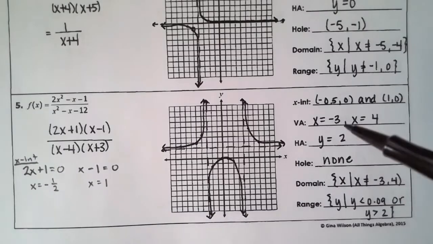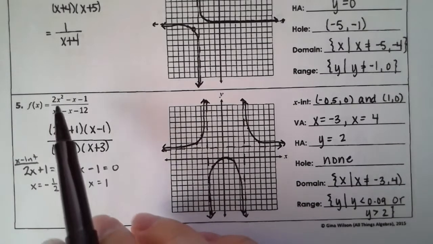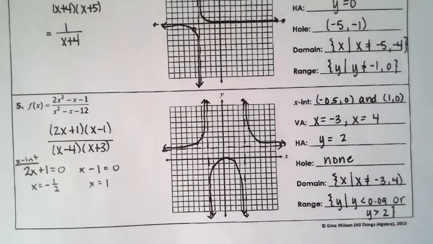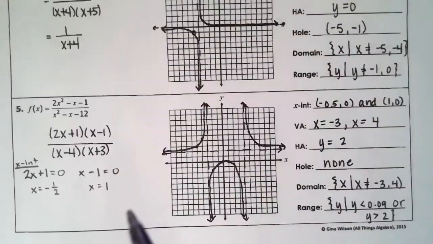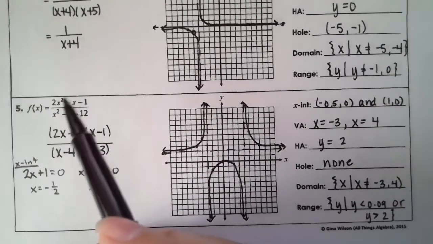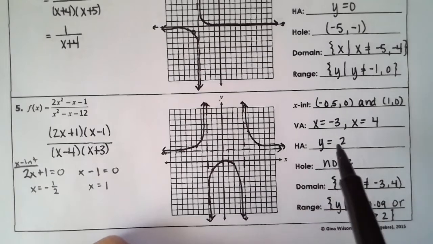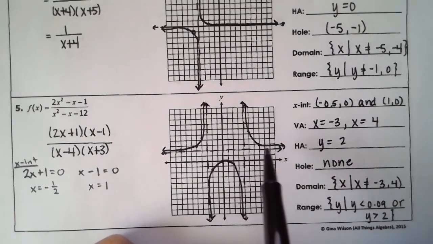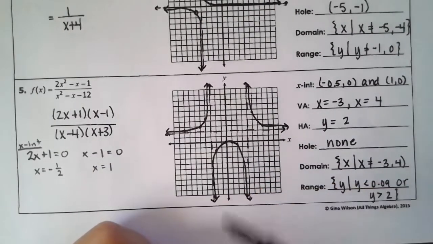Okay, I do have a horizontal asymptote as well. Now look, I get the degree. I have exponent 2, exponent 2, so they're actually the same. So once again, we have case 3. So I'm going to go by the leading coefficients. The leading coefficients are 2 and 1, so it's 2 over 1, which is just 2. So I have a horizontal asymptote at y is equal to 2, which would be here. Okay. There's no hole, right? We said, because nothing simplified.